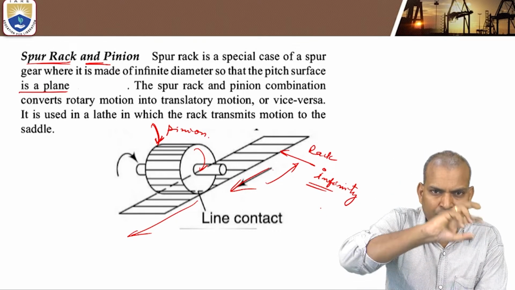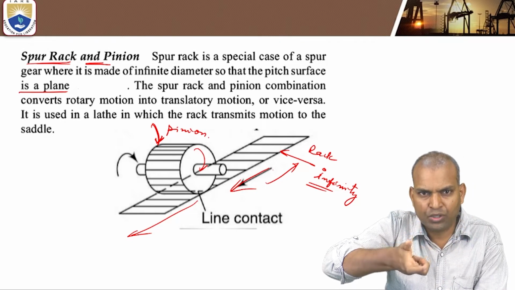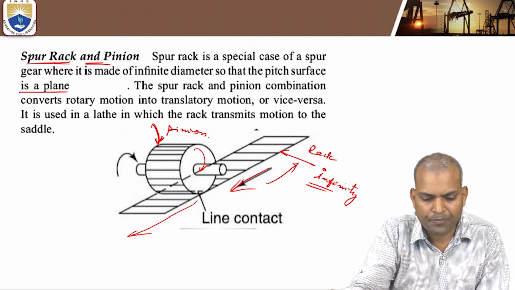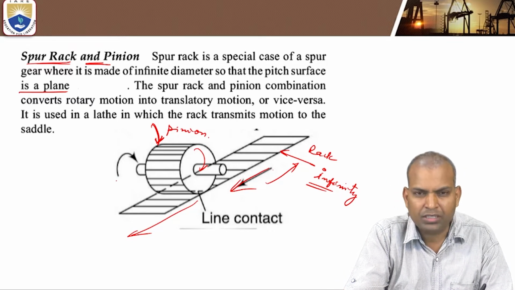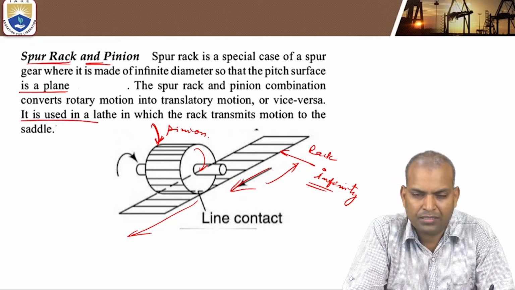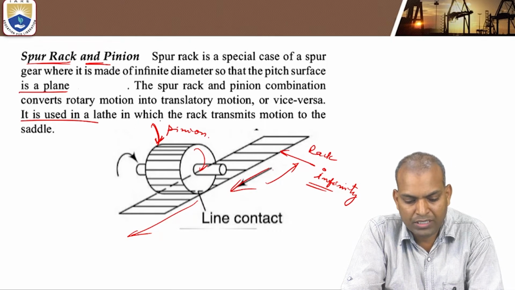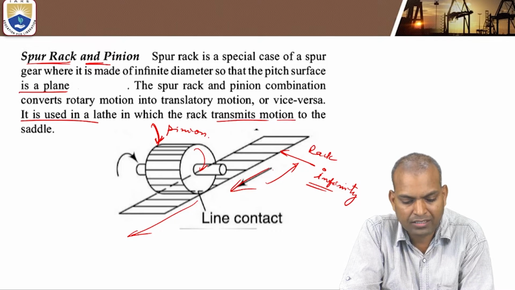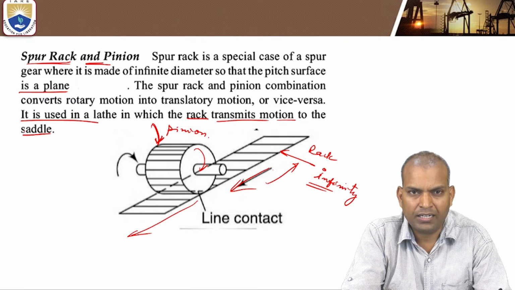With this combination, when the pinion moves clockwise and anti-clockwise, the rack moves in a to and fro motion. So it is a translatory motion. Where will it be used? It is used in a lathe, where the rack transmits motion to the saddle.